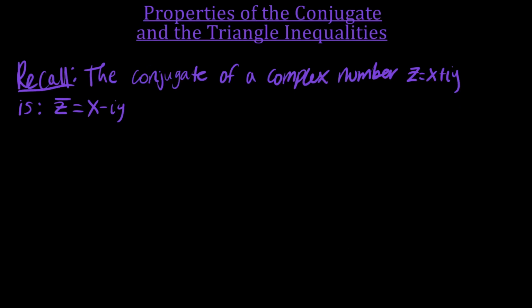Hey everyone. Today, I want to talk about properties of the conjugate of a complex number, as well as the triangle inequalities. So first, let's recall that the conjugate of a complex number z equals x plus iy is x minus iy, where the conjugate is denoted by putting an overbar over the complex number. So essentially all the conjugate is simply the complex number, except you flip the sign of the imaginary part.